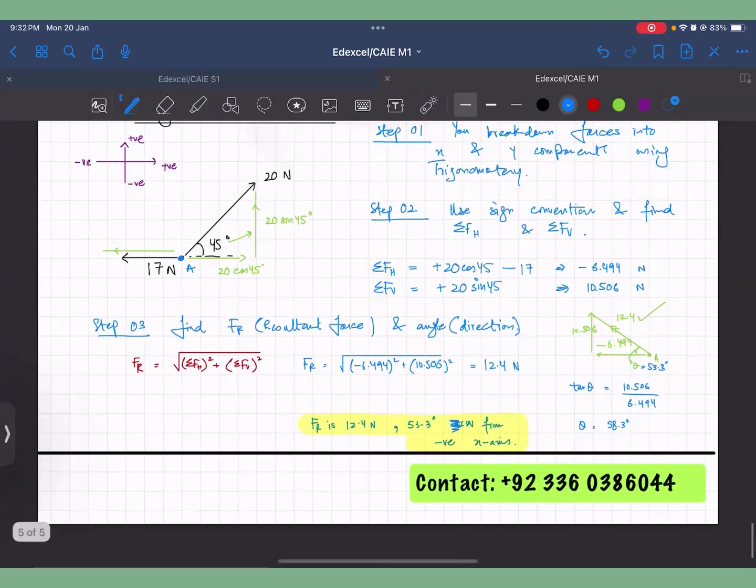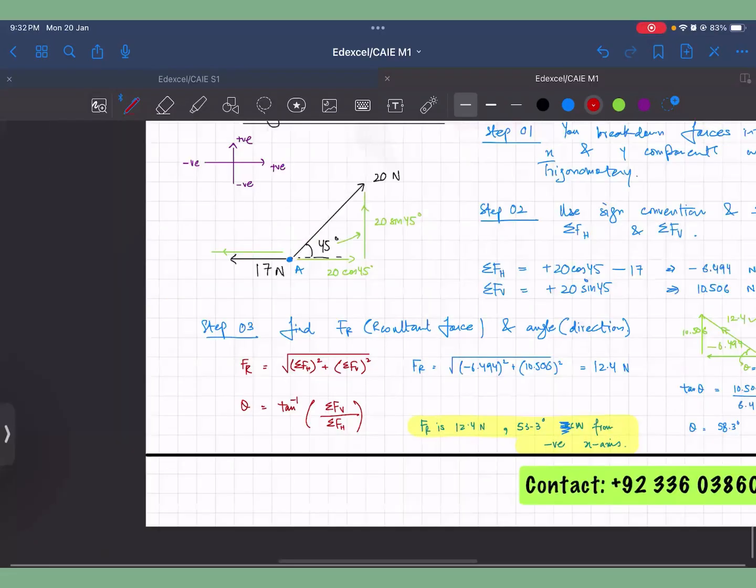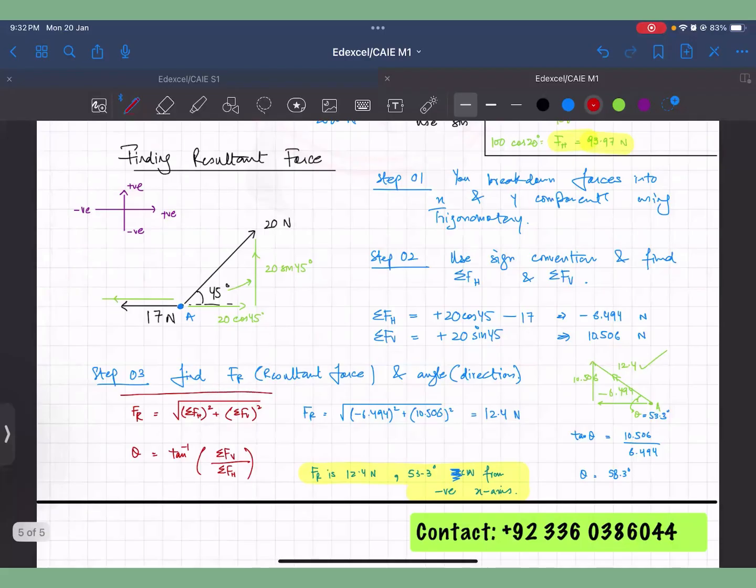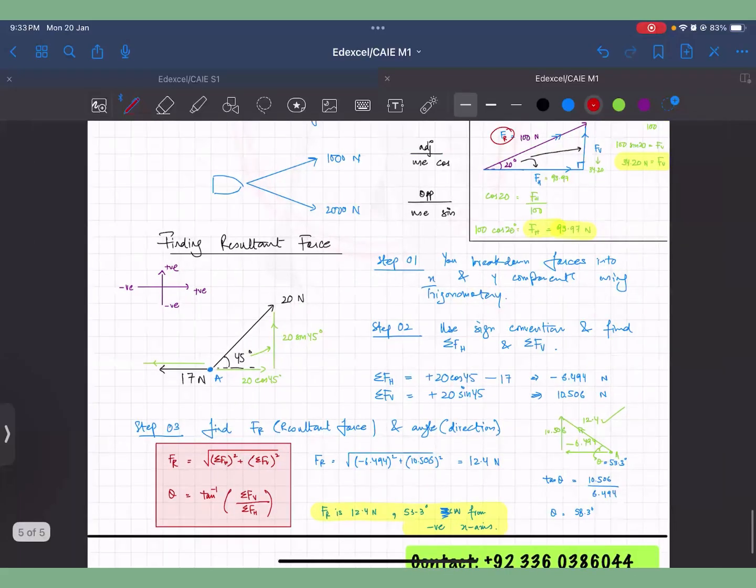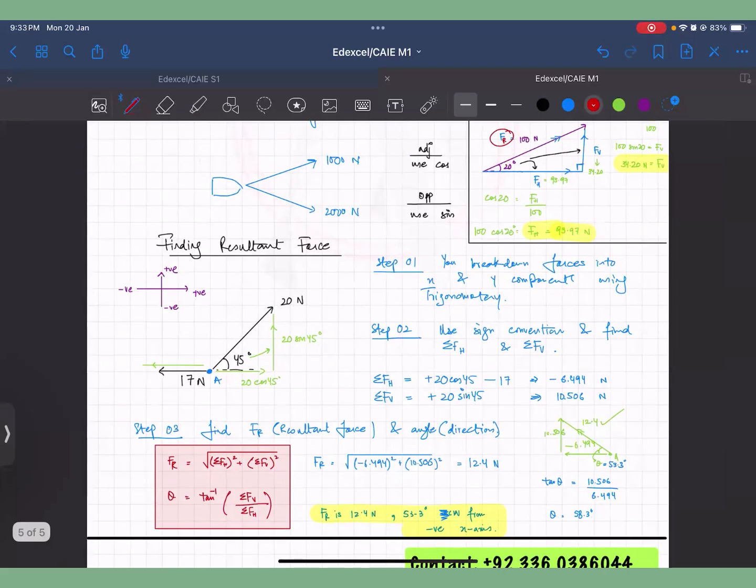One more formula that you can write down: theta is equal to tan inverse of the sum of F vertical upon the sum of F horizontal. These are the two formulas at the end that might help you. But the reference location should also be given. The angle that you're measuring, from where is that angle being measured? That is also important.